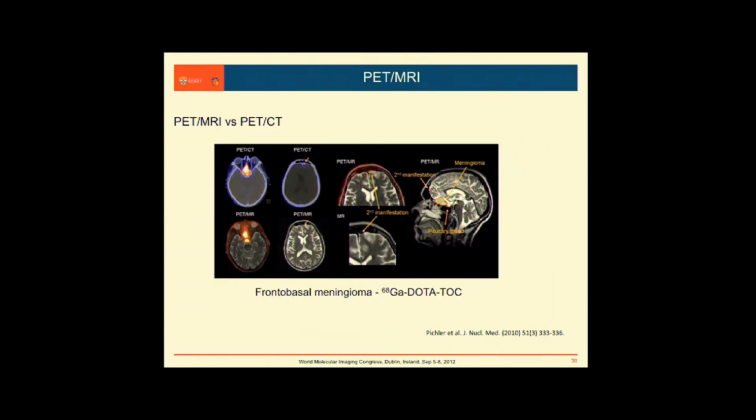Here are some clinical images published by Pichler and colleagues from Tübingen in Germany, which compare PET-CT and PET-MRI in a 71-year-old woman with a frontobasal meningioma in the olfactory region. The superior soft tissue contrast is very evident in the MRI images as compared to the CT. The PET tracer used was a gallium-68 tracer, DOTATOC. A second meningioma was seen on the PET image in the frontal area here, which may correspond to an area of abnormality seen on the MR image, but not seen on the CT image. This may indicate the potential value of having that additional soft tissue contrast.